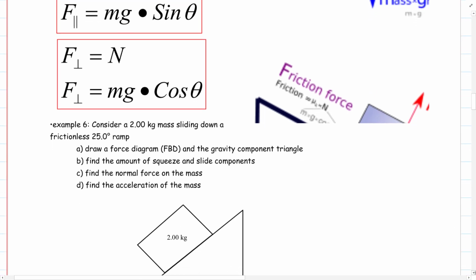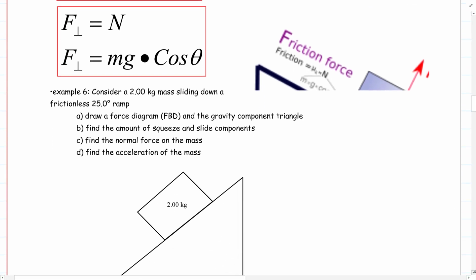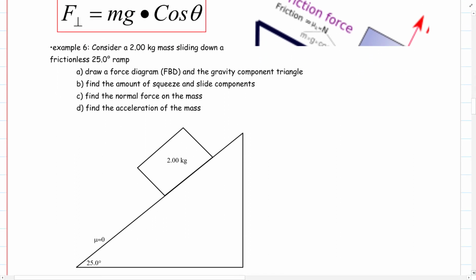So let's try a question. Now let's do it without friction first. Frictionless. 25 degrees, not drawn to scale. That's definitely looking more like 40 degrees. So draw a force diagram and the gravity component triangle. So the force diagram, the free body diagram, is a normal force and a force of gravity. That's my free body diagram.